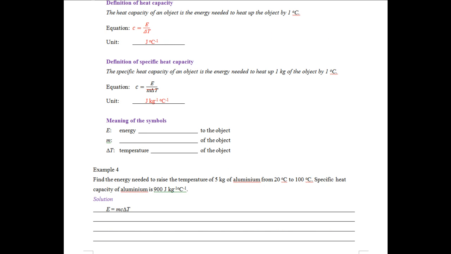Make sure you understand the meaning of all symbols. E stands for the energy transferred to the object. m stands for the mass of the object. Delta T stands for the temperature change of the object.